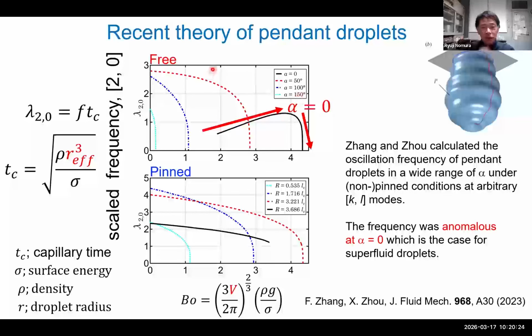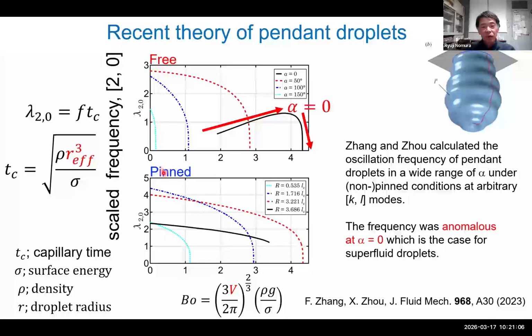And recently I found a good theory. It's a recent theory, 2023. Tang and Zhou calculated the oscillation frequency of a pendant droplet in a wide range of the contact angle alpha under the pinned and non-pinned boundary conditions at arbitrary l modes. And this is their calculation of the scaled frequency of the 2l mode as a function of the Bond number, but it's the same as a function of the volume, for the free edge case and the pinned edge case.